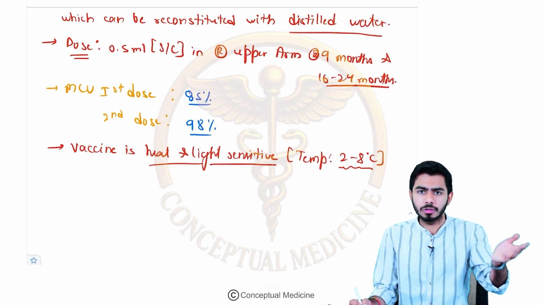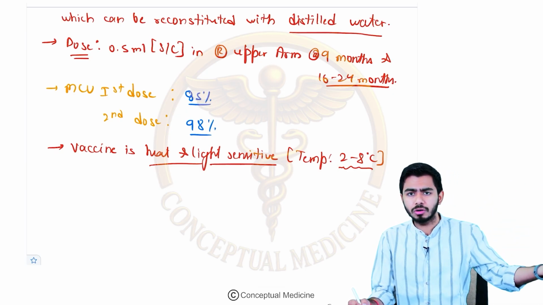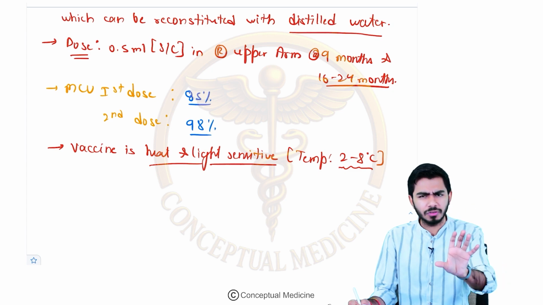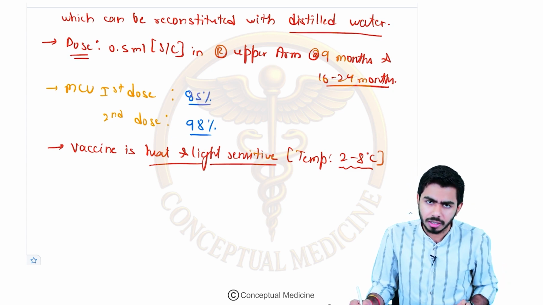Not the freezer, because if you keep it in the freezer, the temperature will be less than 0 degrees Celsius. We do not want that. We want it in the fridge only, which is around 2 to 8 degrees Celsius.